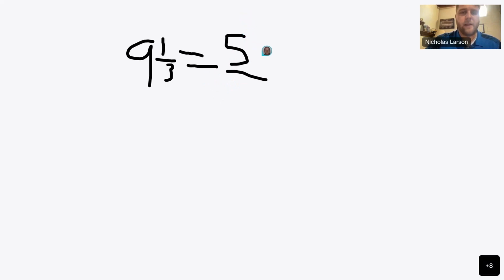Let's share the whiteboard. All right, so number 8 was 9 1/3 equals 5/3 n. There it is. So a little bit different, but I know we've talked about this.